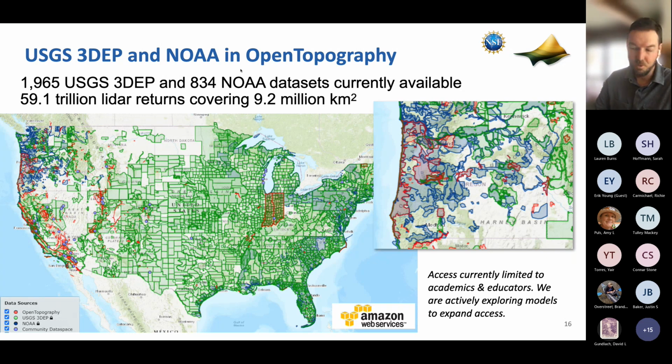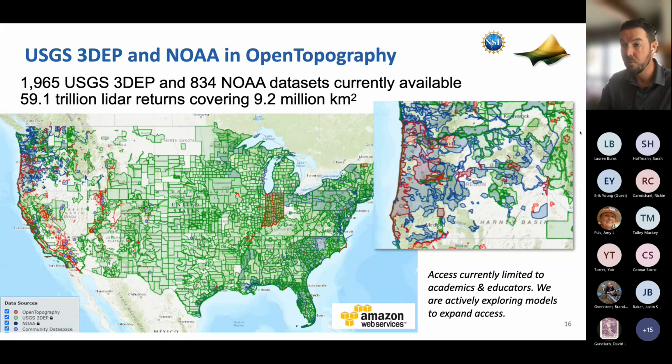And we're working on a business model to expand this value-added OpenTopography data access to these large catalogs. That's still an ongoing conversation about overall sustainability of our system.